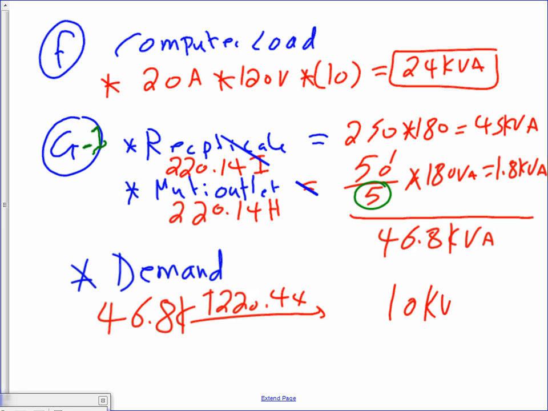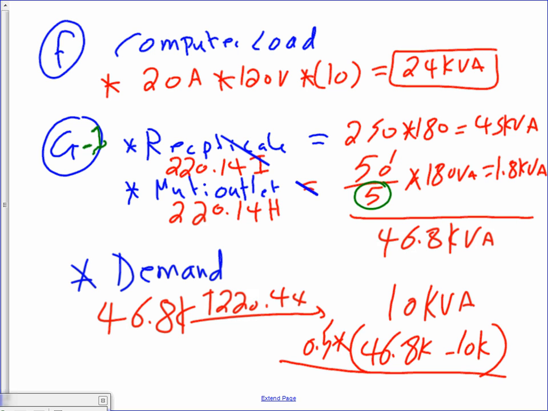The first 10K, leave it alone. Anything higher than 10K, which is 46.8K minus 10K, this number you multiply by 0.5, and then you add them up. They'll give you 29 kVA. Apply the demand for them. Any comments, guys? Any questions? So that's how you apply the demand.